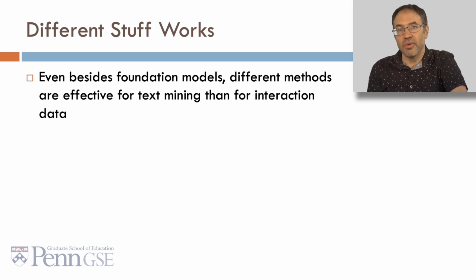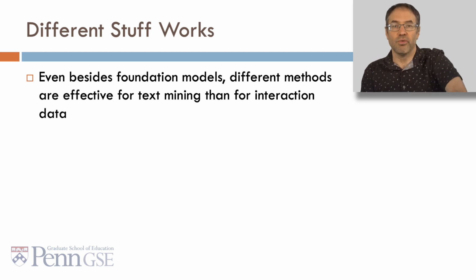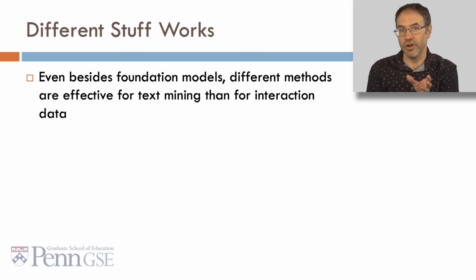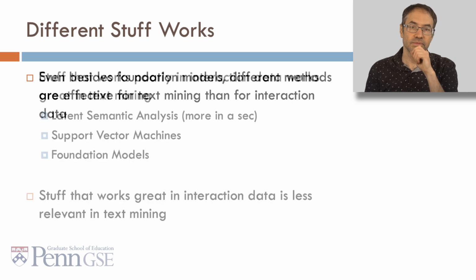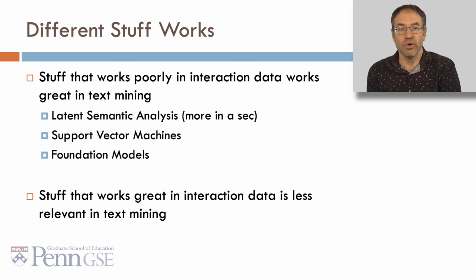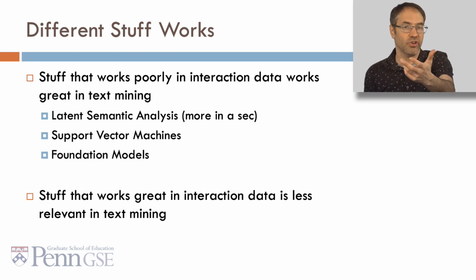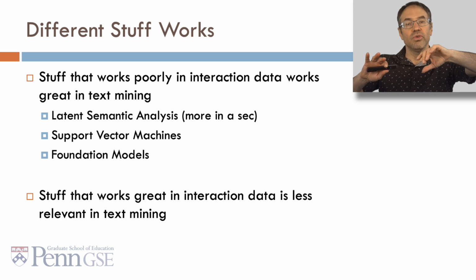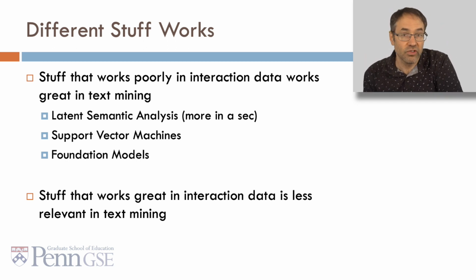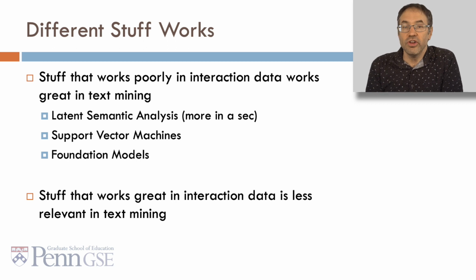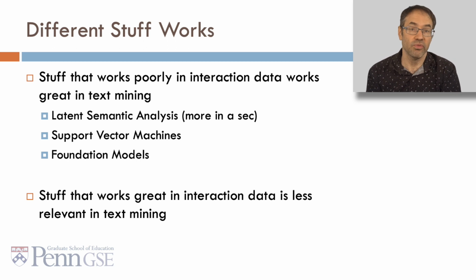An important note about text mining versus other types of data is that different stuff works. Even besides foundation models, which are very domain-specific, different methods are effective for text mining than for interaction data. And stuff that works poorly in interaction data works great in text mining, like latent semantic analysis. More on that in a second. Like support vector machines. I had a colleague who was teaching his analytics class, and a colleague went to him and said, "Oh, you're teaching support vector machines. That's so quaint." But they still have a place in this area. And again, foundation models. Stuff that works great in interaction data is often less relevant in text mining.